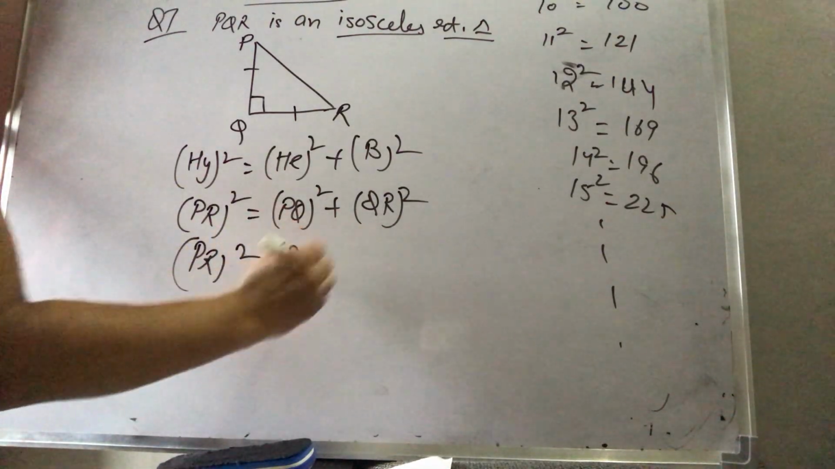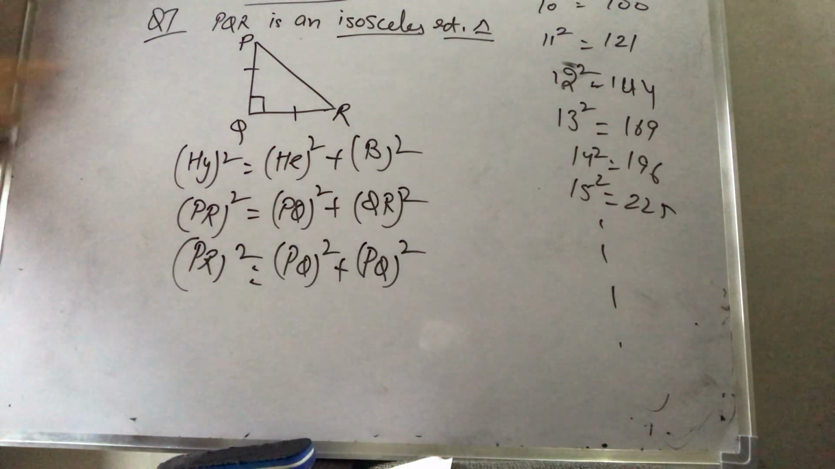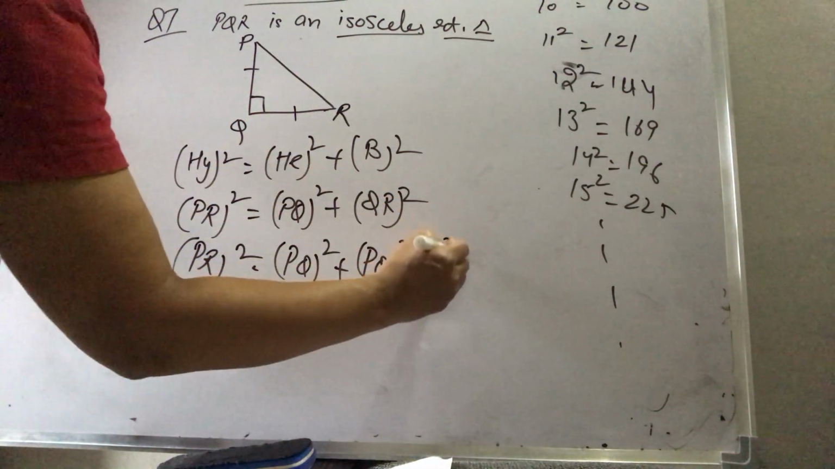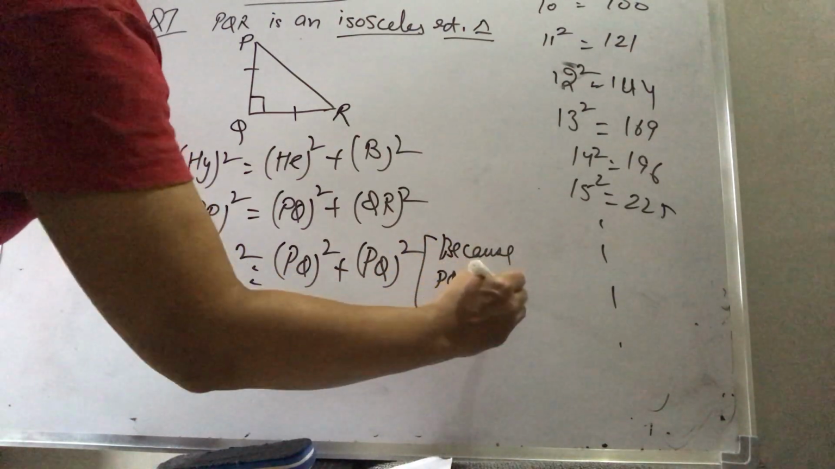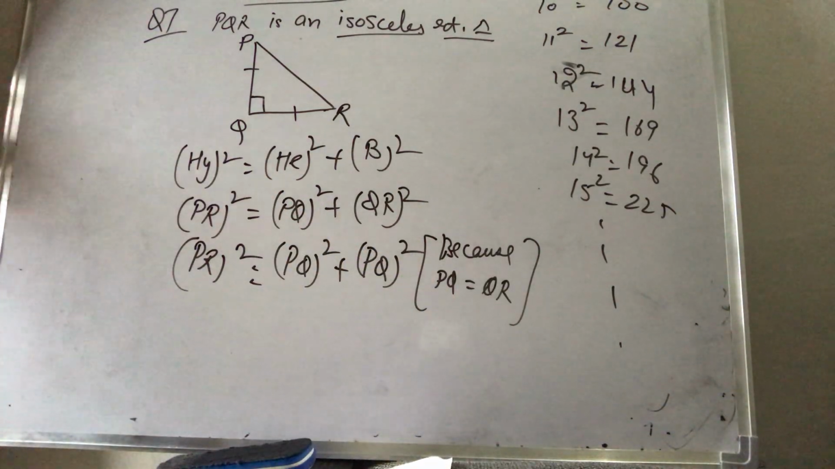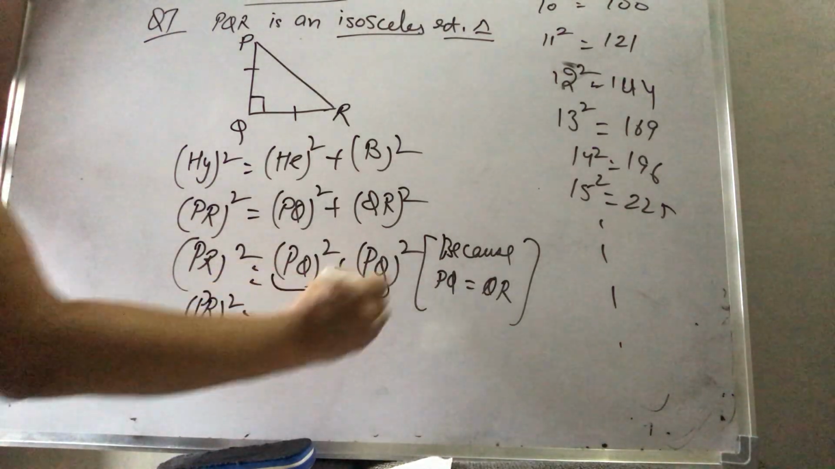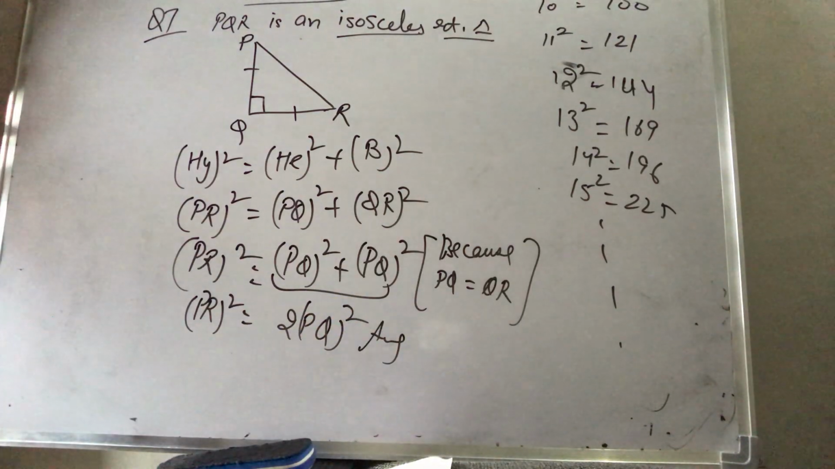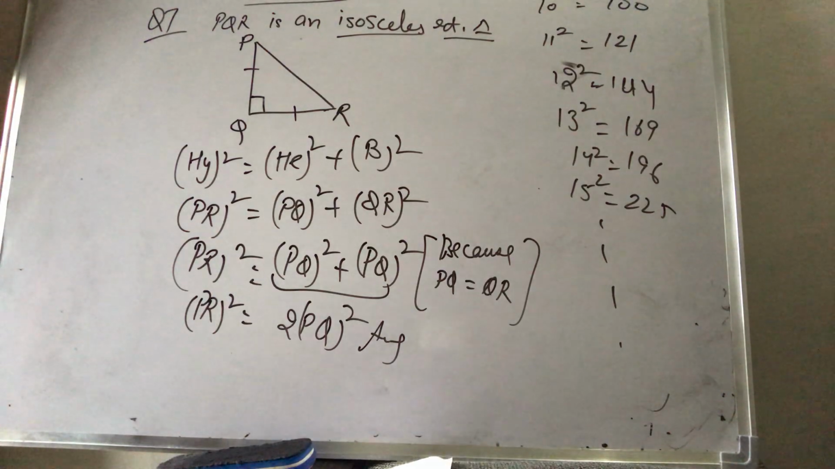Here it is PQ square. In place of QR, I can write PQ, because PQ and QR are equal. It is given in the question. You have to mention the reason for that: because PQ equals QR. If you do not mention the reason here, your 1 mark can be cancelled. So PR square is equal to the addition of these two, which is 2PQ square. That's what we have to prove in the question, that PR square is equal to 2PQ square. This is a very important question.